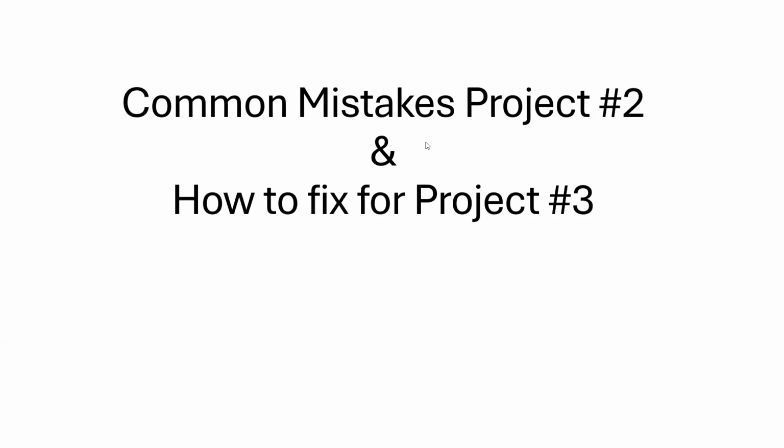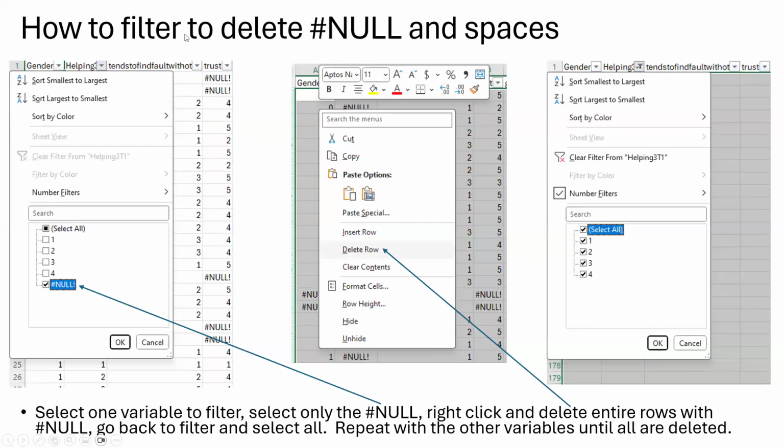There's also, even if you did it right, we're also upping it and making it all APA style. So you still need to go through this and understand what changes you need to do. So I'll have some common mistakes from project number 2 and how to fix them for project 3, as well as some other hints. So first, I also remind you how to delete the nulls and the spaces.